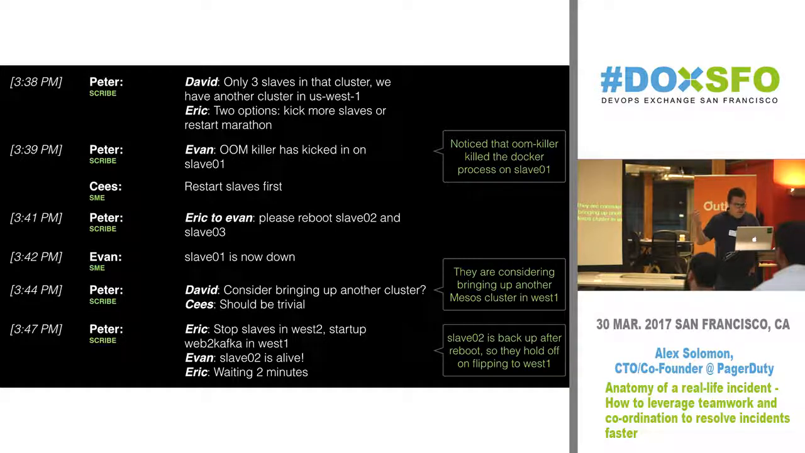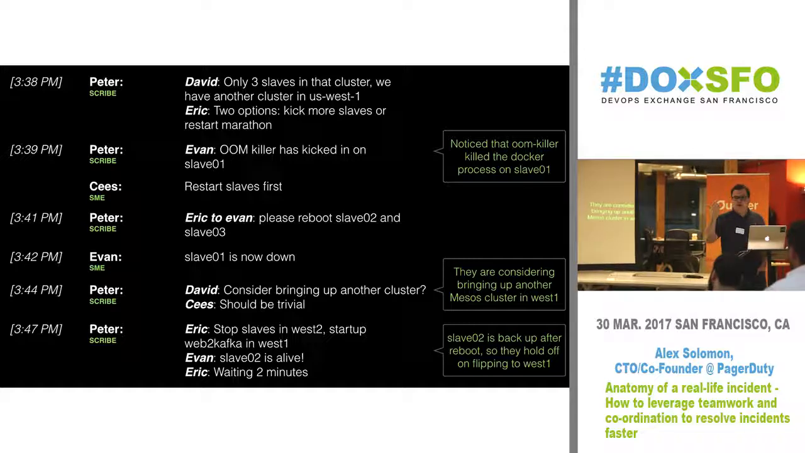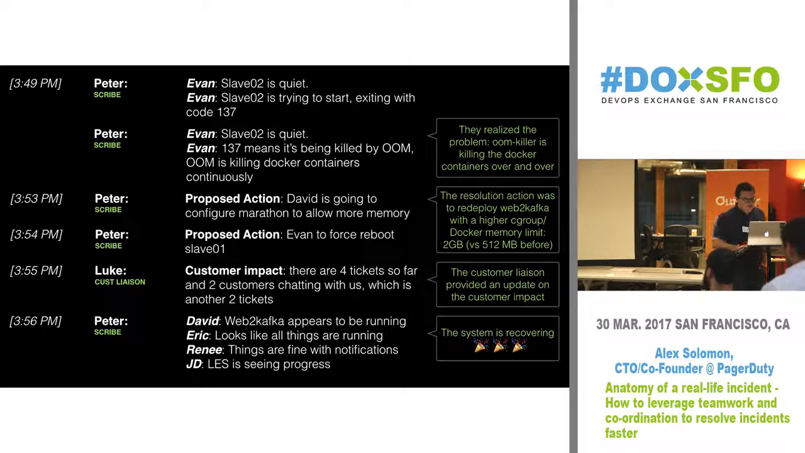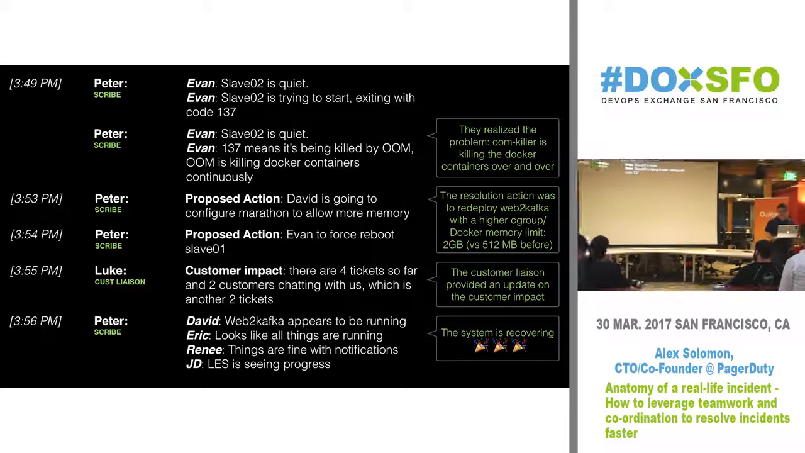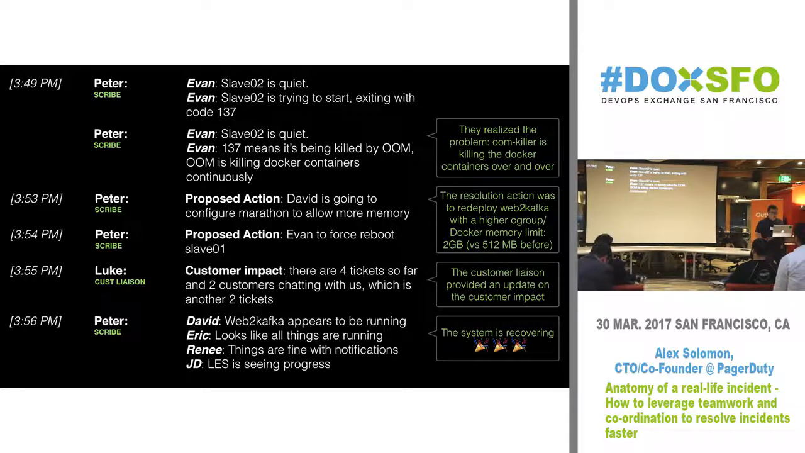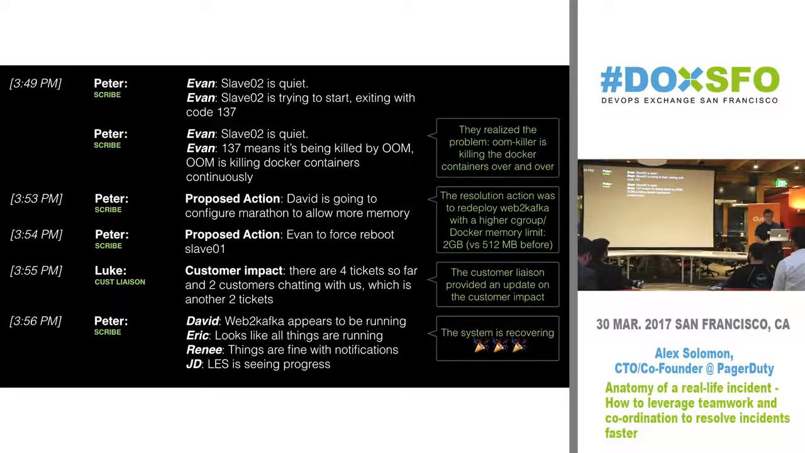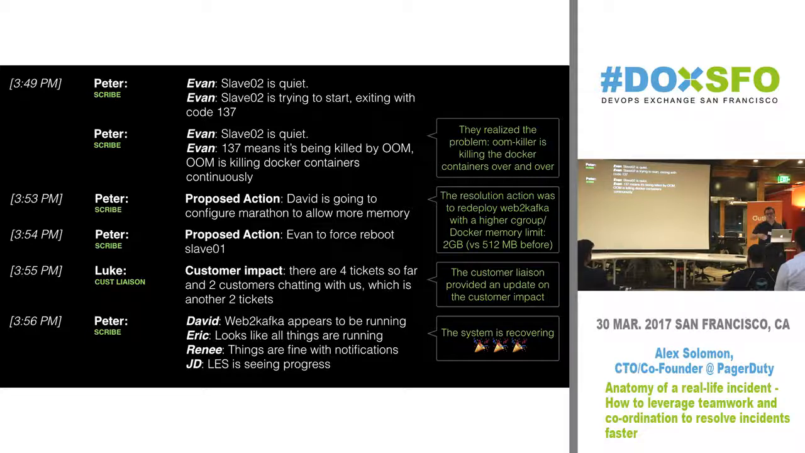So you can see there that Eric's actually going down this path of flipping data centers, and then slave 02 gets restarted and is alive, so they put that plan on hold for 2 minutes. And I'm getting to the punchline pretty quick. All right, so slave 02 is working. Actually, slave 02 tries to start but dies with kernel panic, code 137. So that's pretty interesting. 137 means that it kept getting killed by OOM. OOM kept killing the Docker container continuously, over and over. So it kept running out of memory, it kept getting killed.